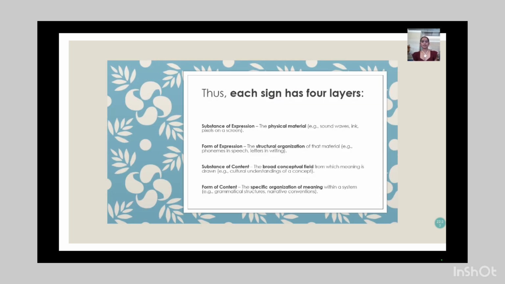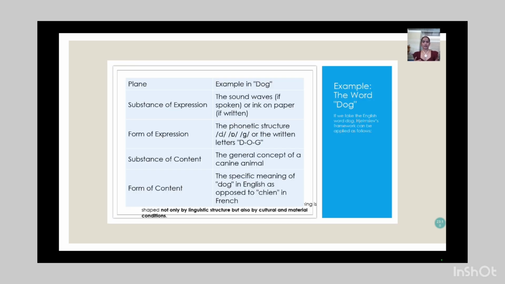So this explains that each sign has four layers. Substance of expression, which is the physical material, for example sound waves, inks, pixels on the screen. Form of expression, the structural organization of the materials, for example phonemes in speech and letters in writing. Next is substance of content, the broad conceptual field from which meaning is drawn, for example cultural understandings of a concept. Next is form of content, the specific organization of meaning within a system, for example grammatical structures or narrative conventions.